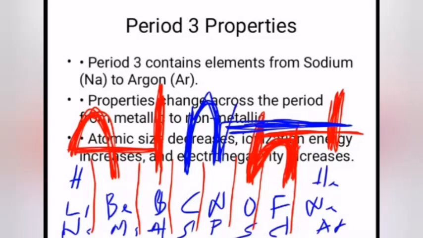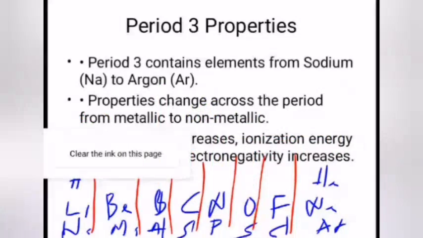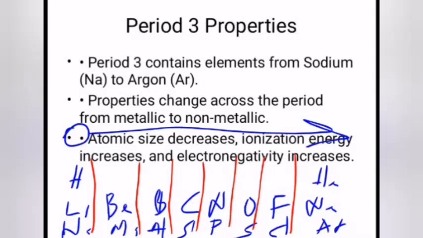So now, there is a trend that always happens across the periodic table, and how does that trend go? When you move from this region down to this region, something happens. The atomic size decreases. That's the size of the atom decreases.